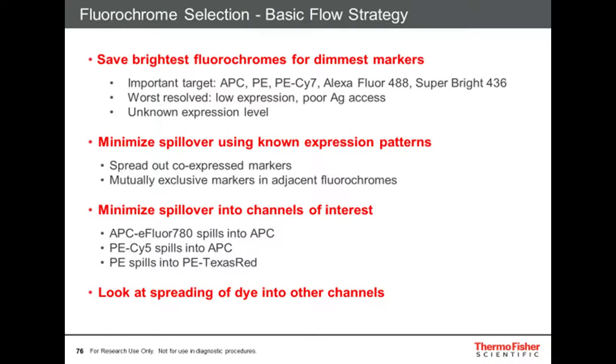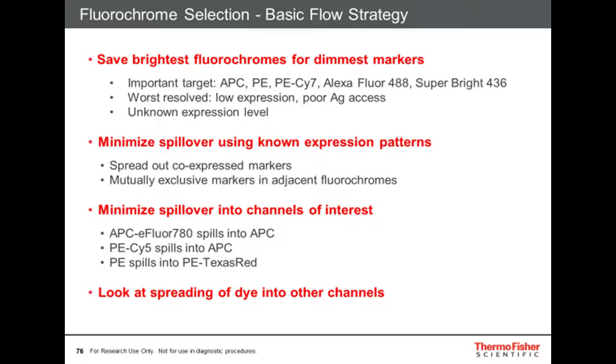So now that we've got our compensation controls done and our instrument voltages set, we want to talk about some basic strategy for fluorochrome selection. We want to save the brightest fluorochromes for our dimmest markers. So how do we know that our markers are dim or bright, or our fluorochromes are dim or bright? Well, I'll talk about that on the next slide.